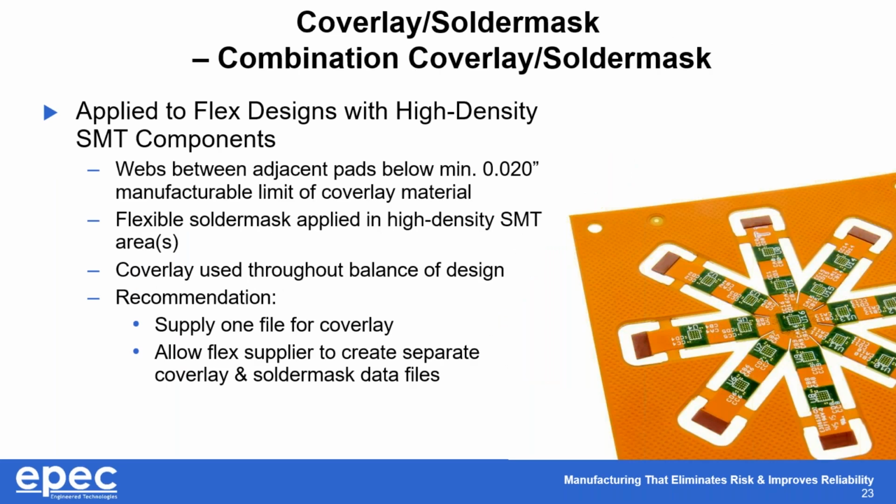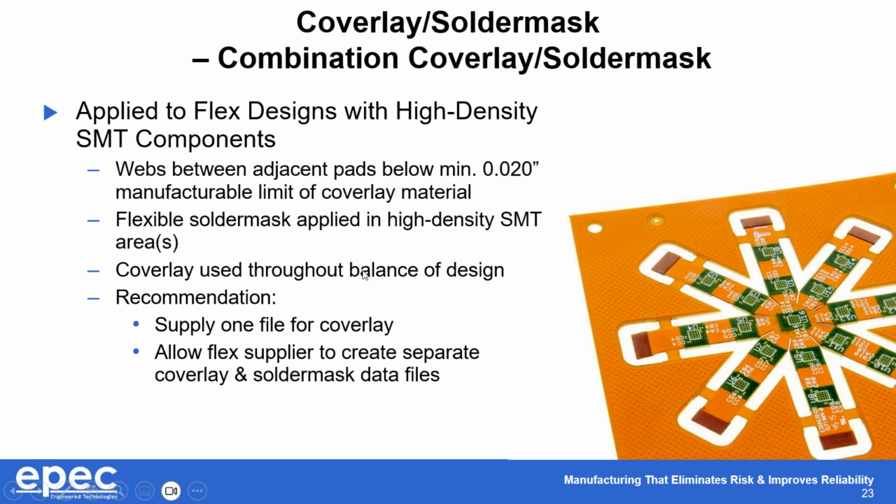Regarding combination Coverlay and solder mask, these are applied to flex designs with high density SMT components. This usually involves webs between adjacent pads being below the minimum 20 mil manufacturable limit of Coverlay materials. Usually flex solder mask is applied in these high density areas, as you can see on the right, and then Coverlay is used through the balance of the design. So you can see where we have these tight features, U4, U5, 6, and 7, where these features are so tight that we would not be able to do them with Coverlay. So therefore we did the combination of the mask over those selective areas with Coverlay through the balance of the design.